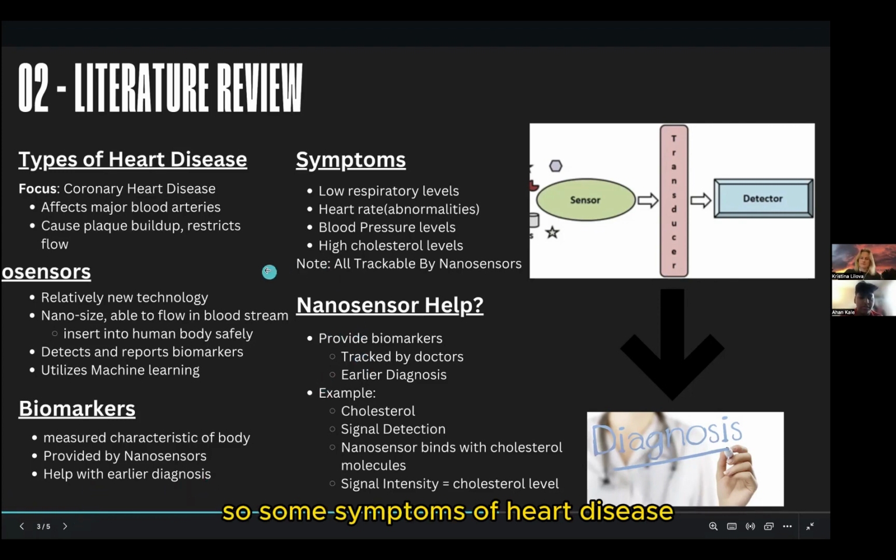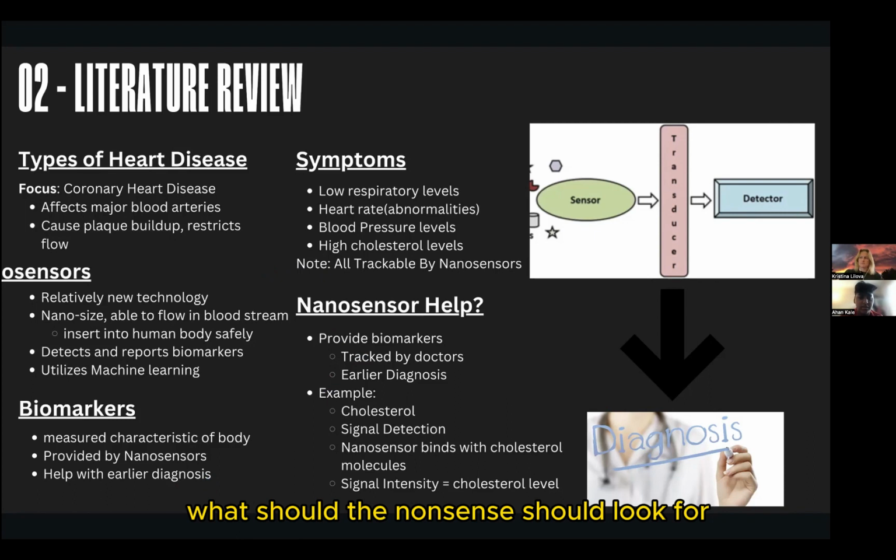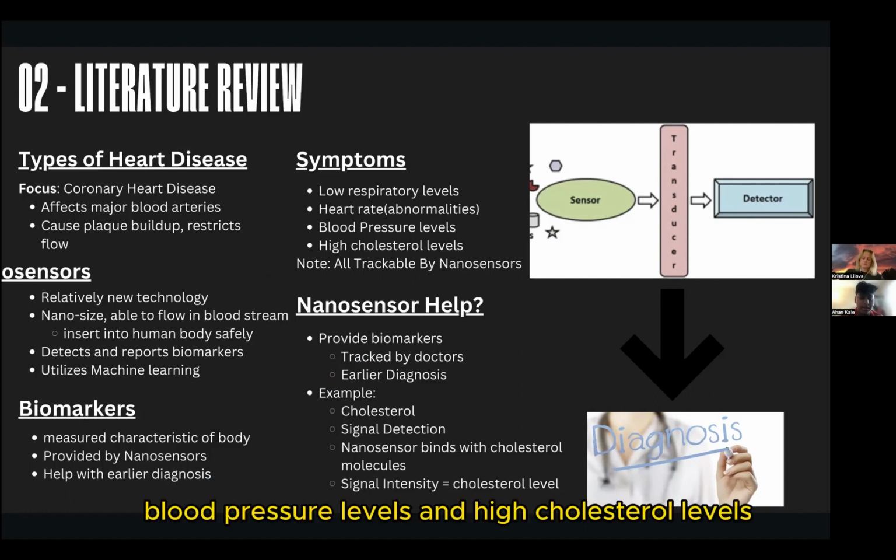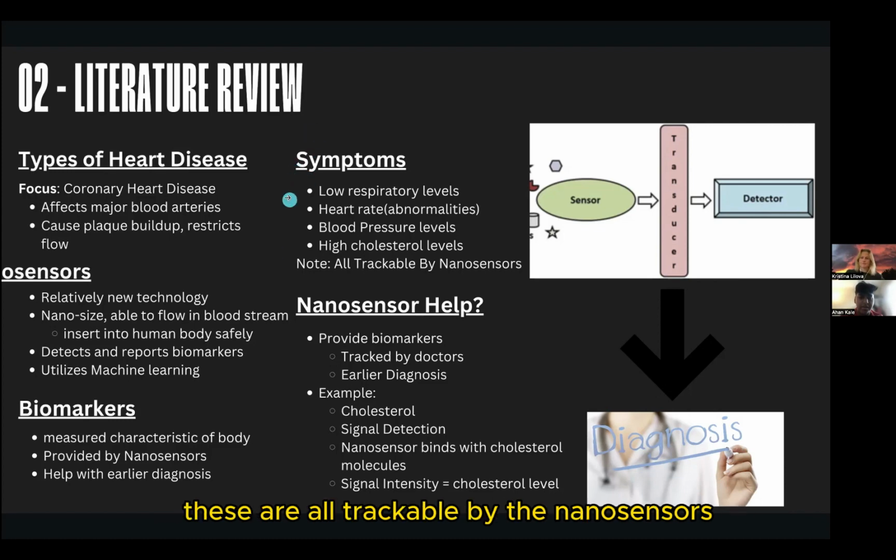So some symptoms of heart disease, what should the nanosensors look for? They should look for low respiratory levels, abnormalities in the heart rate, for example, either they're too high or too low, the blood pressure levels, and high cholesterol levels. These are all trackable by the nanosensors.